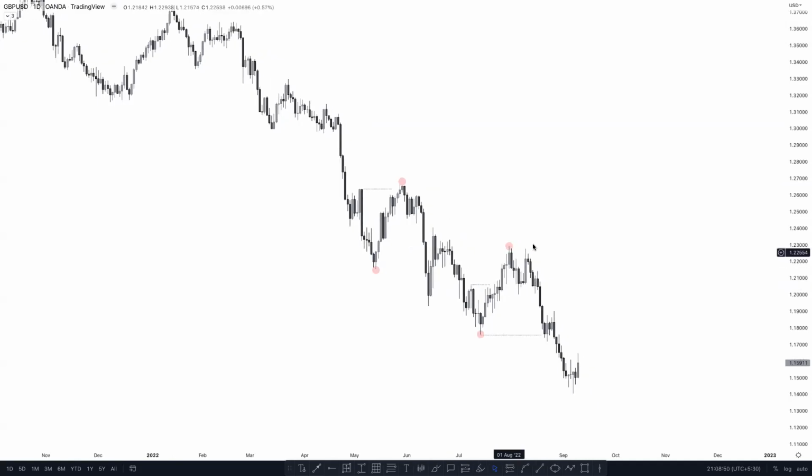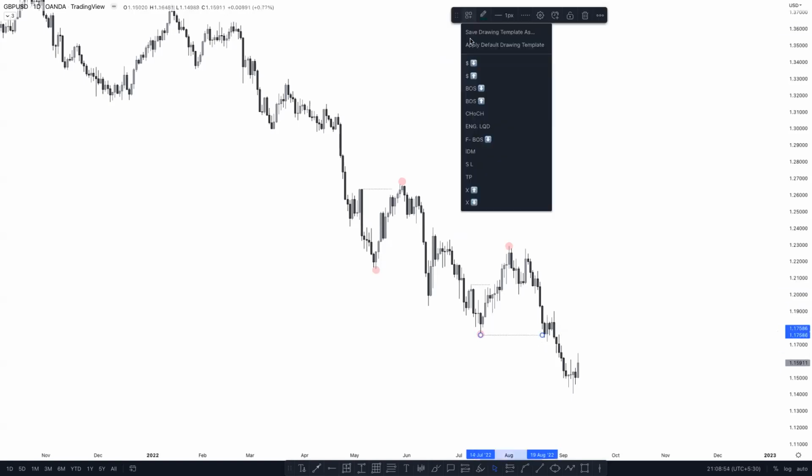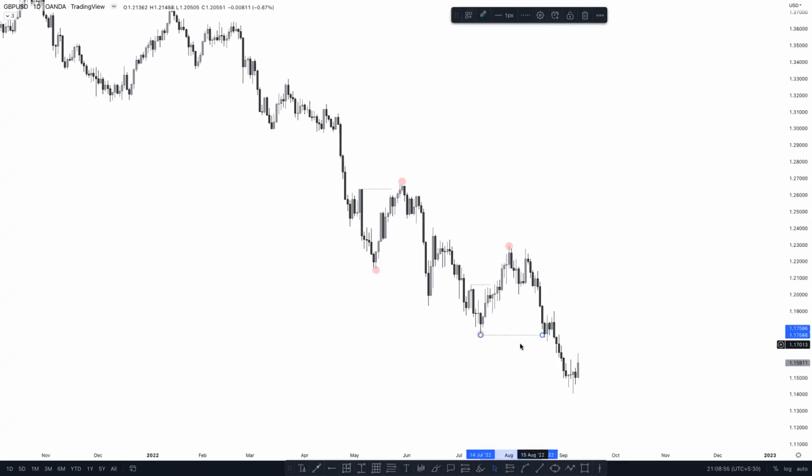So what happened here? Market tried to push downside, continue, and this is our break of structure to the downside. And again, market broke the structure into the downside. Let me switch here.